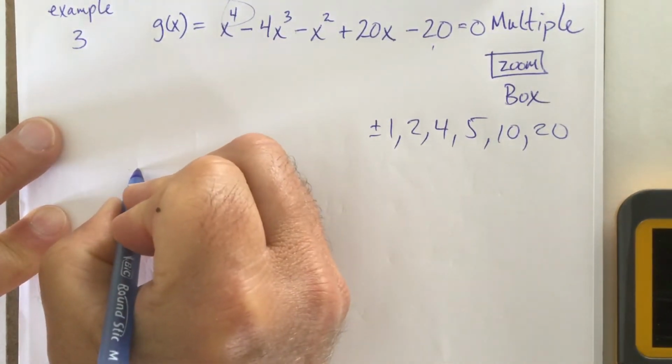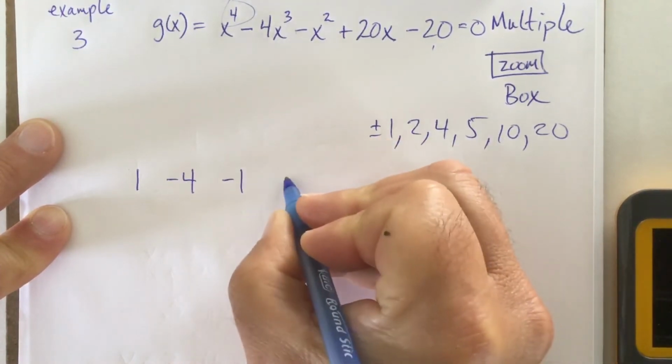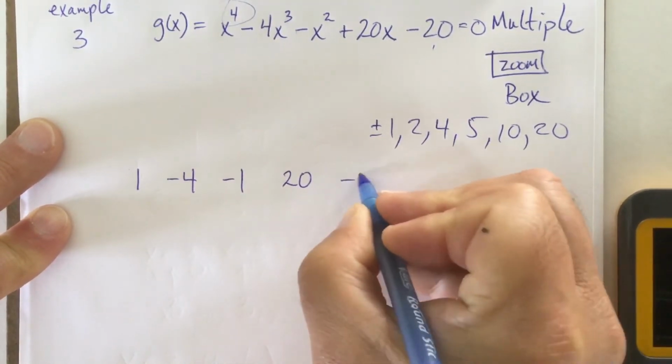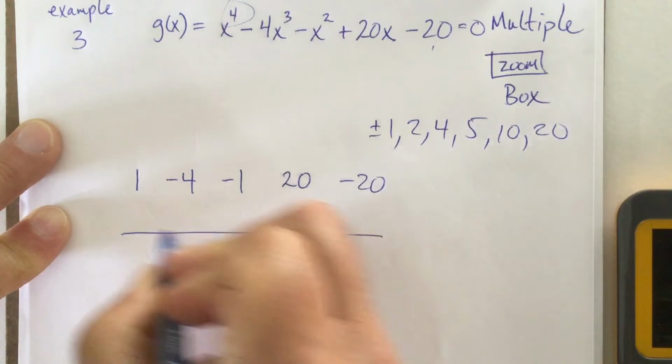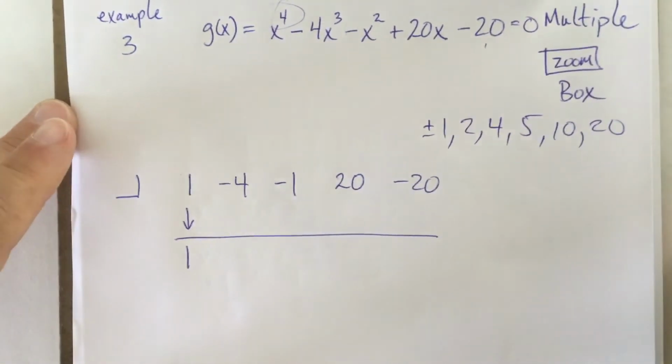I'm going to do, what is it? 1, -4, -1, 20, and -20. I'm going to draw a line. I'm going to bring it down. I'm going to use a shelf. And what shelf number should I pick?